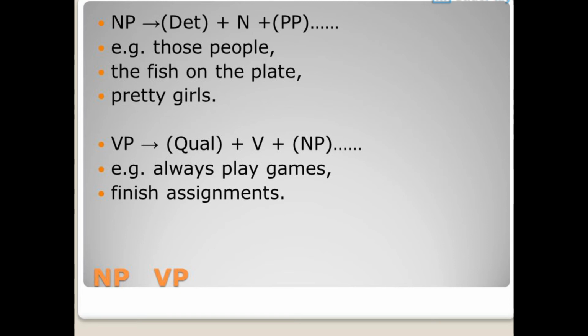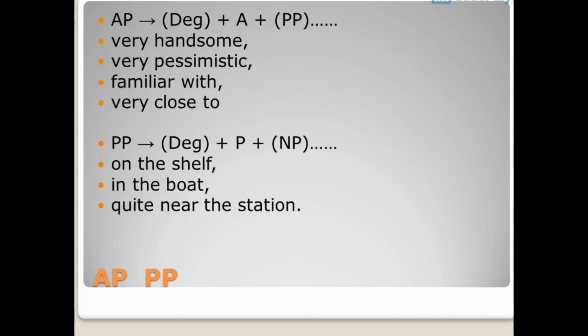AP → (Deg) + A + (PP), for example, very handsome, very pessimistic, familiar with, very close to. PP → (Deg) + P + (NP), for example, on the shelf, in the boat, quite near the station.